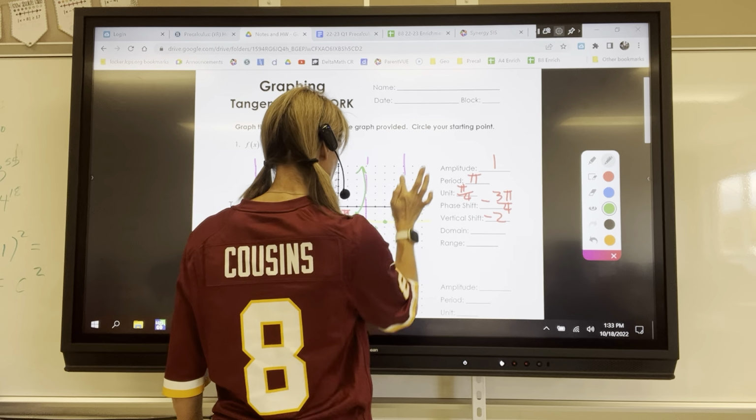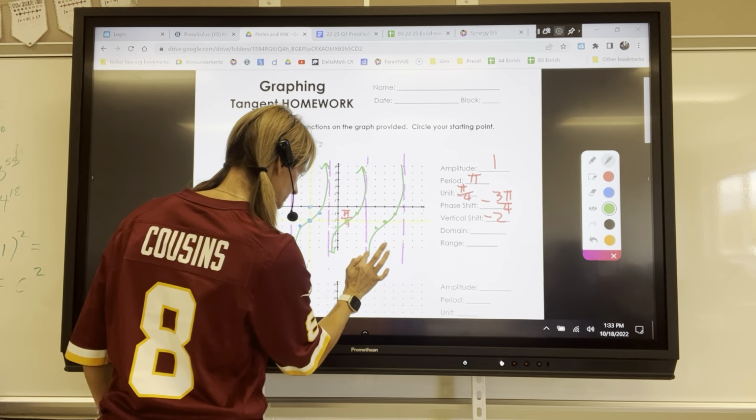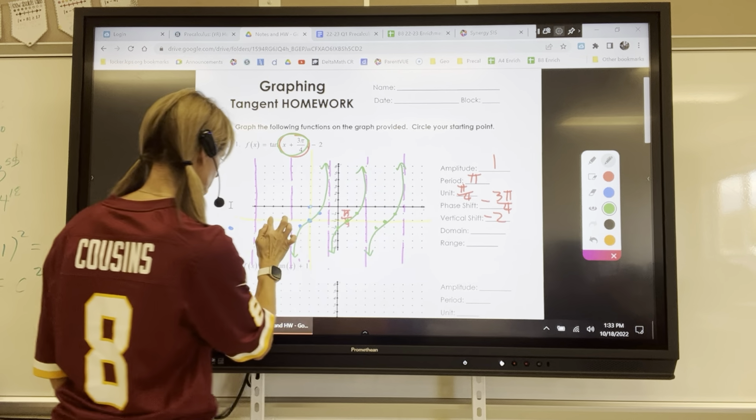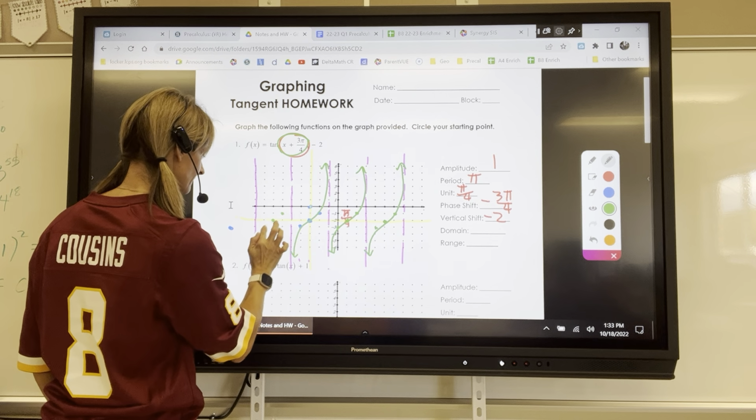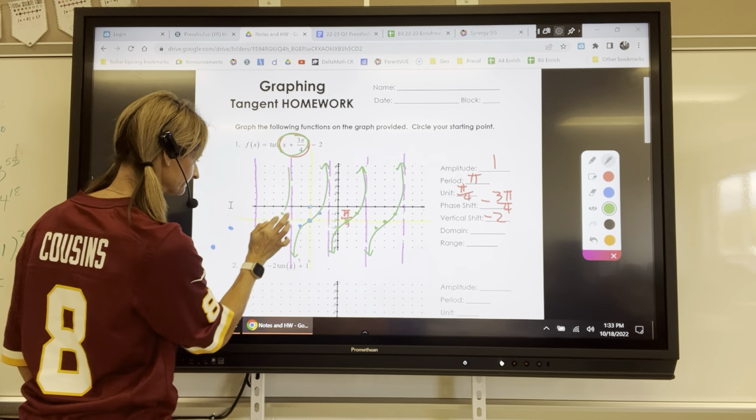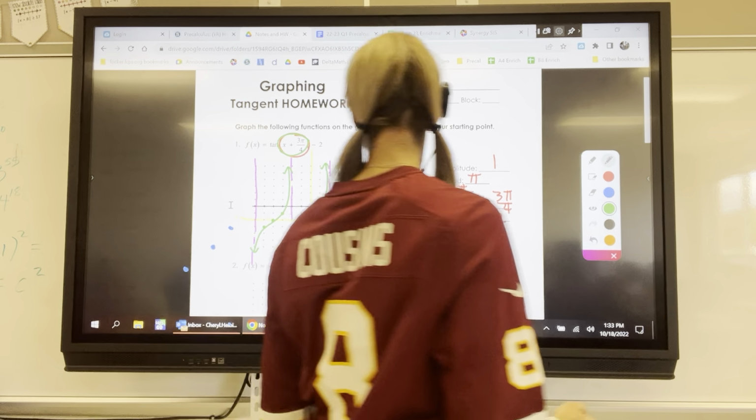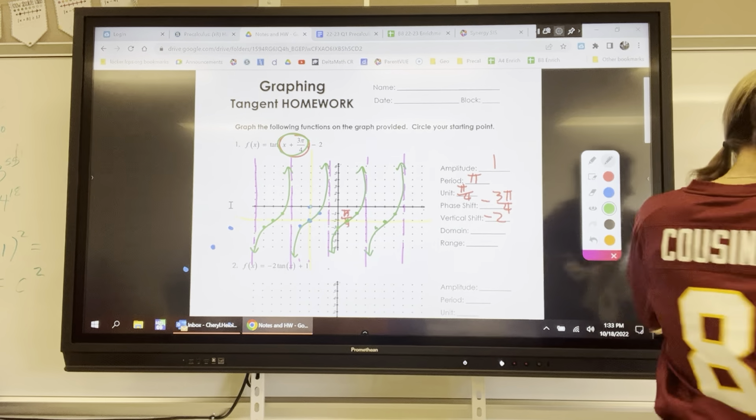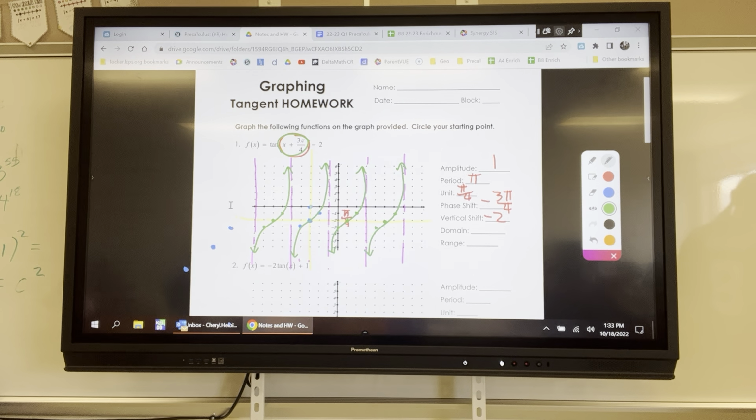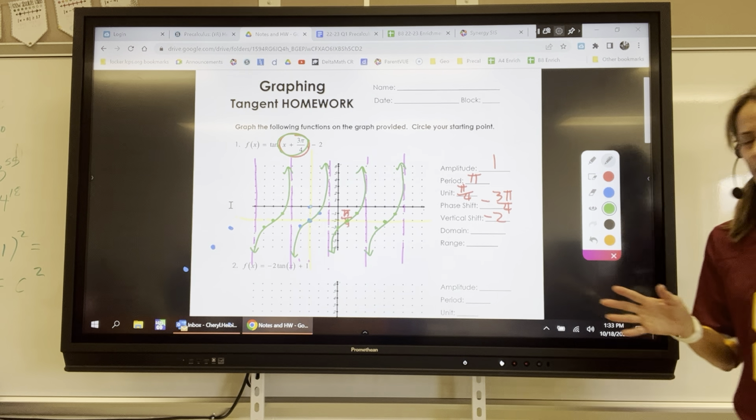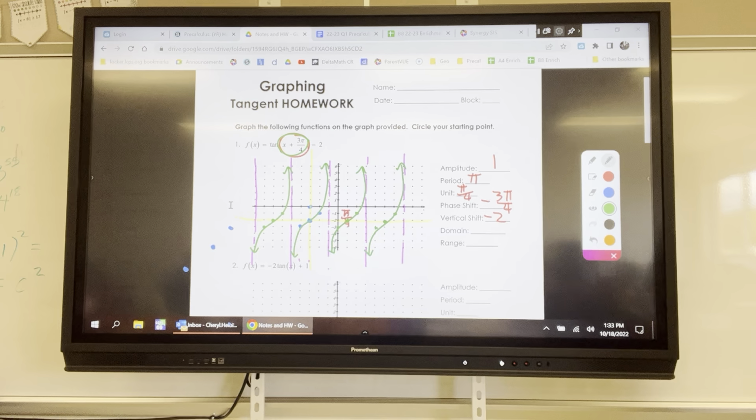And you do want to draw the entire graph across your entire grid. Okay. The domain is the hardest part. Yes.